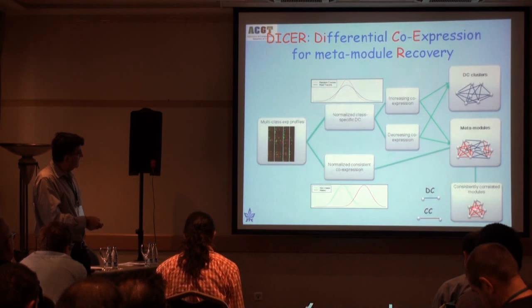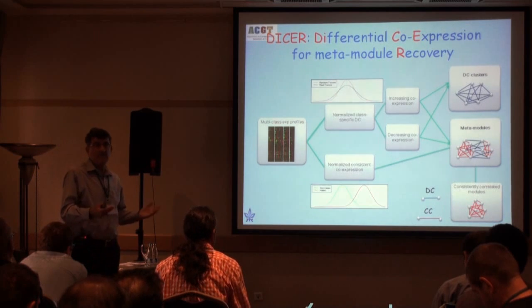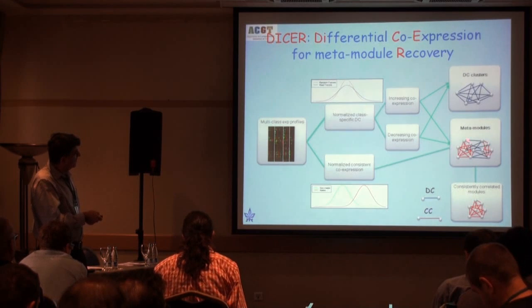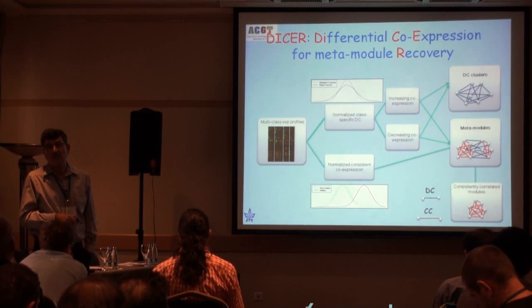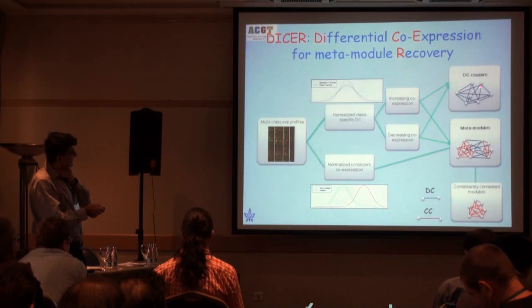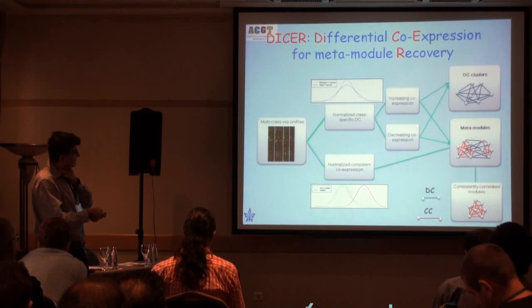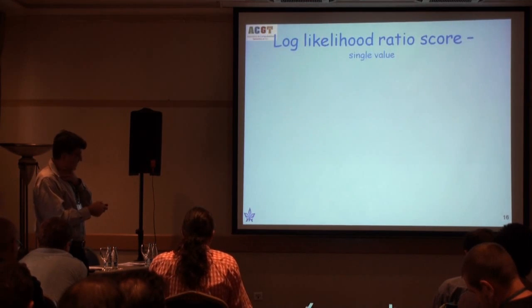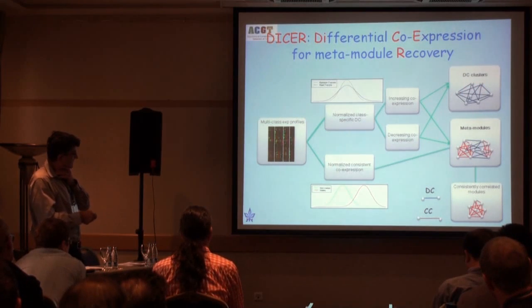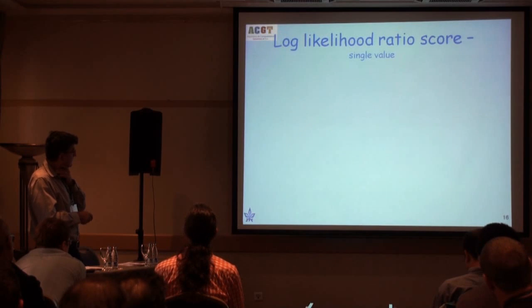And these are what we will call modules, or consistently correlated modules. So these will behave like classical clusters, but we obtain them only in case they are parts of these metamodule objects. And what we call clusters are the differential co-expression. So the blue arcs here indicate the differential co-expression, and the red arcs are consistent co-expression.